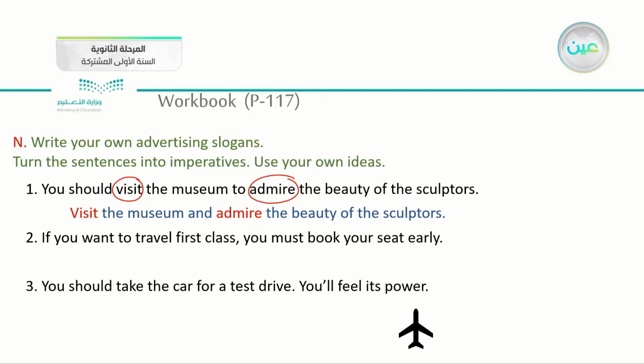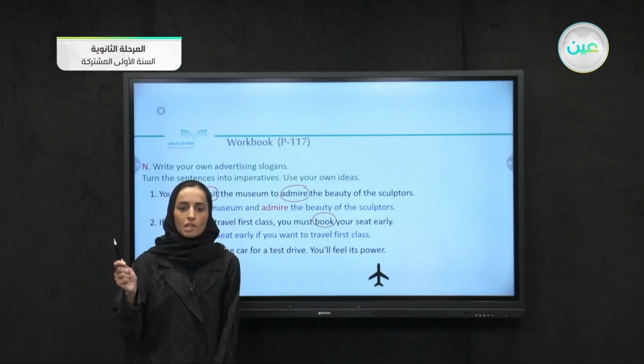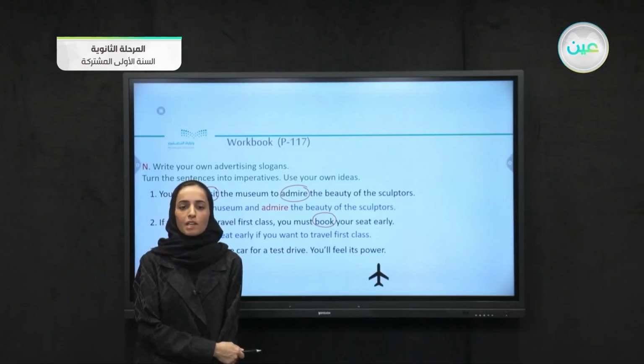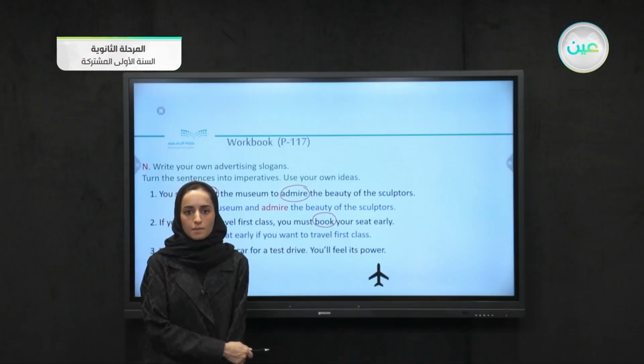One more. Number 2 in here, we're speaking about a flight. If you want to travel first class, you must book your seats early. Here, this is the advice. Book. What can we tell about it? I will tell you to book your seats early if you want to travel first class. It's advice. This is a piece of advice. Book early so you will find the best seats in first class.